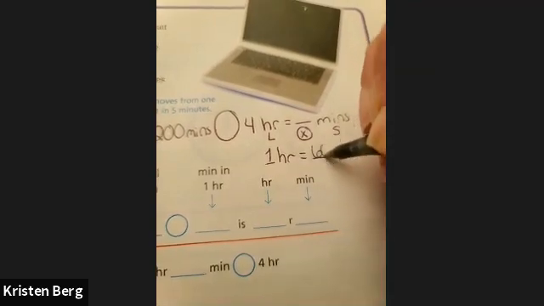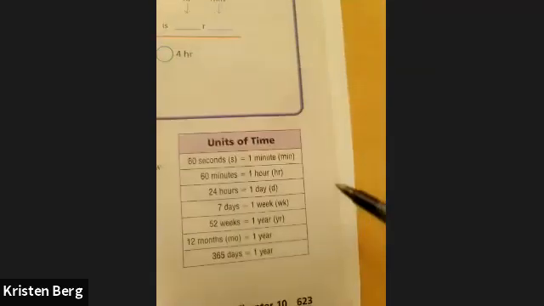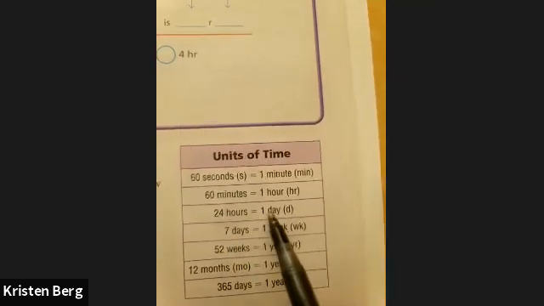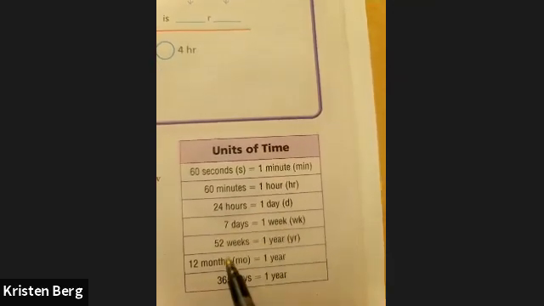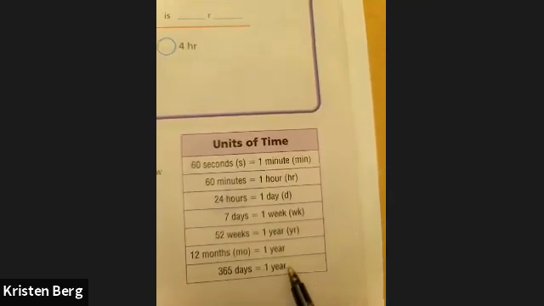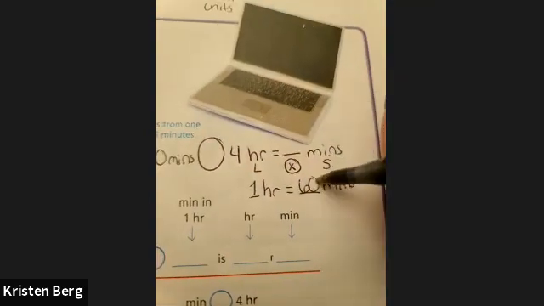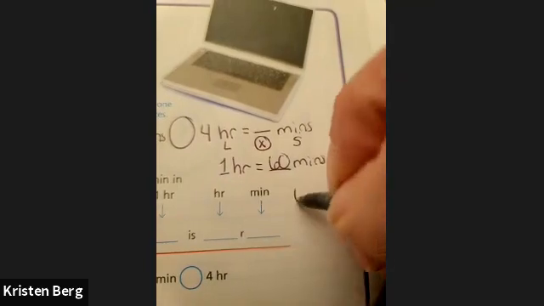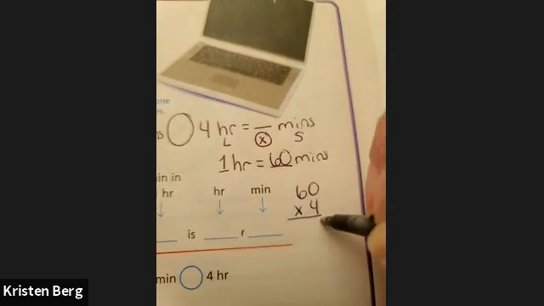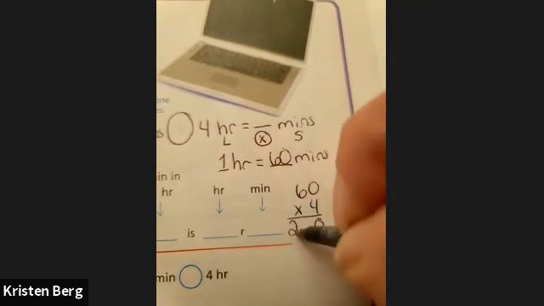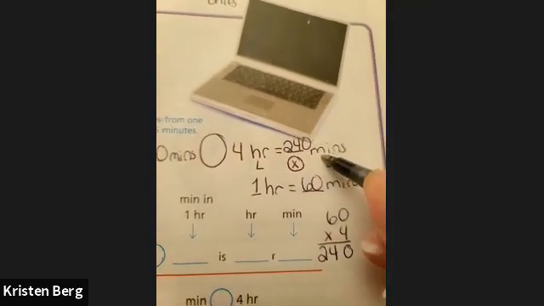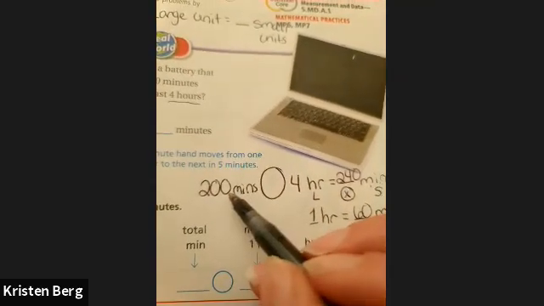Well, that is 60. So here's also where you can look: 60 seconds in a minute, 60 minutes in an hour, 24 hours in a day, 7 days in a week, 52 weeks in a year, 12 months in a year, 365 days in a year. So to do this, I would do 60 times 4. Well, 4 times 0 is 0. 4 times 6 is 24. So actually, this is truly saying 240 minutes versus 200 minutes.